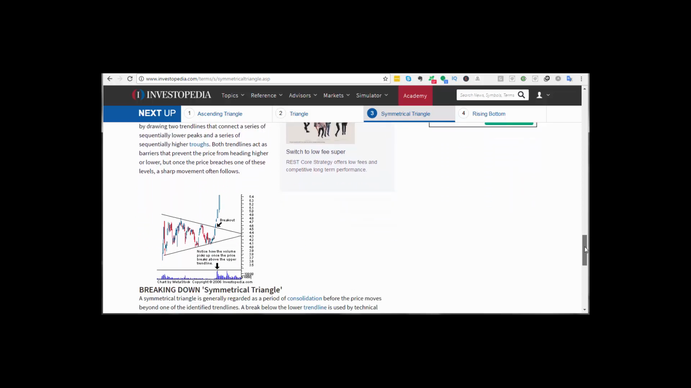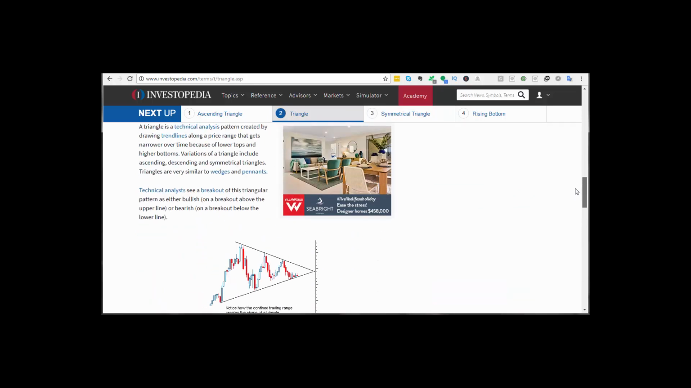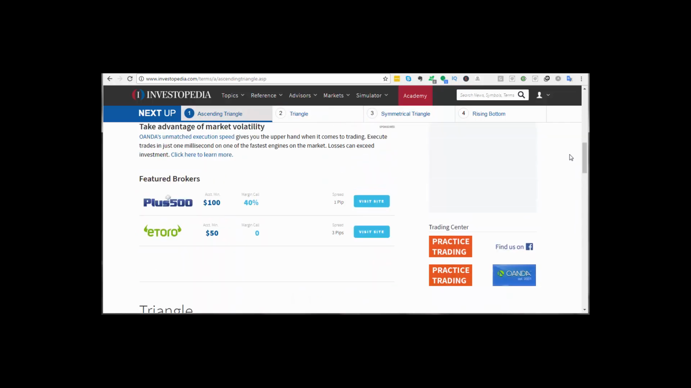That's actually a symmetrical triangle. There are all these different triangles you can have a look at. I can't explain it to you now, but have a look at it and you'll find out what it is. So that's the technical analysis.